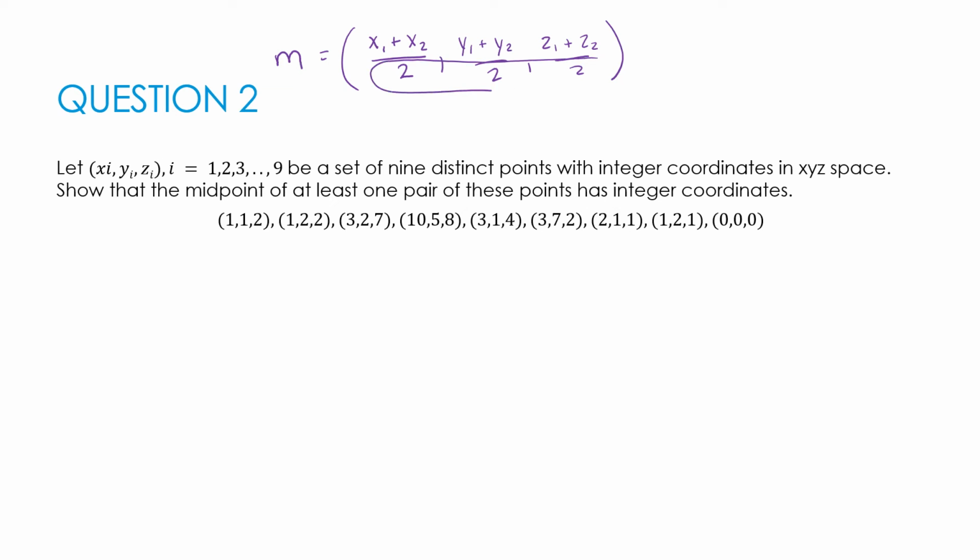Notice all of these are divided by 2. So essentially what I'm saying is the sum has to be even. Well, why does that matter? Well, it matters because if I take an odd number plus an odd number, what do I get? I get an even number. If I take an even number plus an even number, what do I get? I get an even number. So that's how I'm going to go about this question.